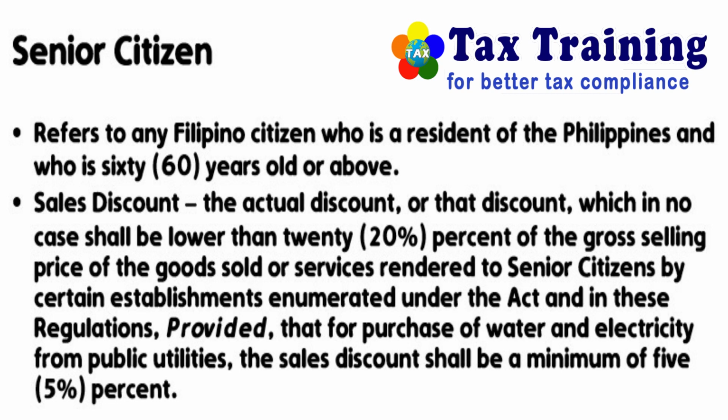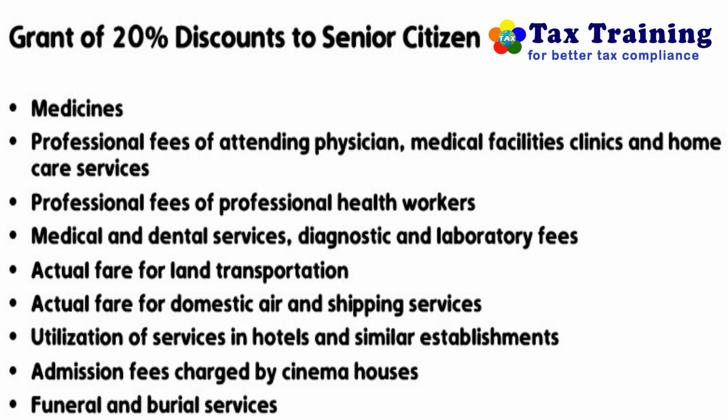Ano naman po itong sales discount? The actual discount or that discount which in no case shall be lower than 20% of the gross selling price of the goods sold or services rendered to senior citizen by certain establishment enumerated under the Act, which is Republic Act 1994, and provided that for purchase of water and electricity from public utilities, the sales discount shall be a minimum of 5%.